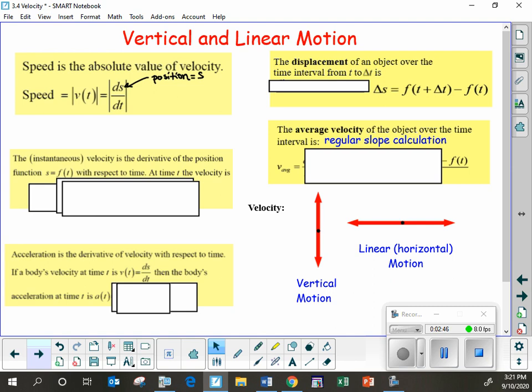Displacement of an object over time is the amount of distance it changes. So it's change in position. Here it's using f of t plus some change of t. So some time in the future minus the original time. We could think of it as s of t sub 2 minus s of t sub 1. And that gets us the change of s. So it's change of position. How far did it move?